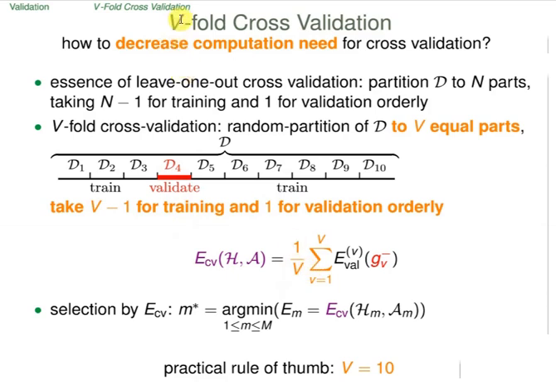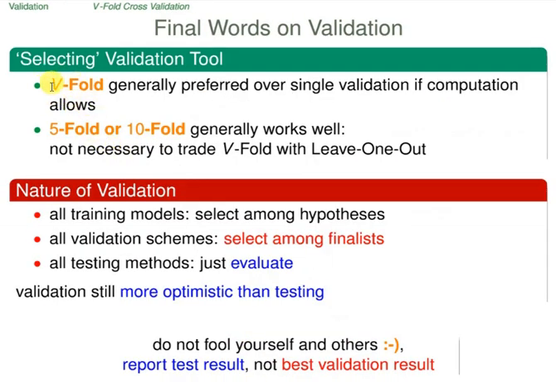So here V is the number of folds or number of splits we divide our data set into. Most often, V is equal to 10, or you can also use 5, but this is just a rule of thumb, a practical rule. So in practice, V-fold cross-validation is generally preferred over a single validation if computation allows. Usually 5-fold or 10-fold cross-validation generally works well. It's not necessary to trade off V-fold with leave-one-out. So usually what we are dealing with is either 10-fold or 5-fold cross-validation in selecting the model.